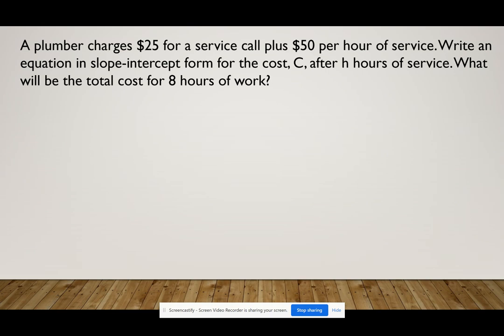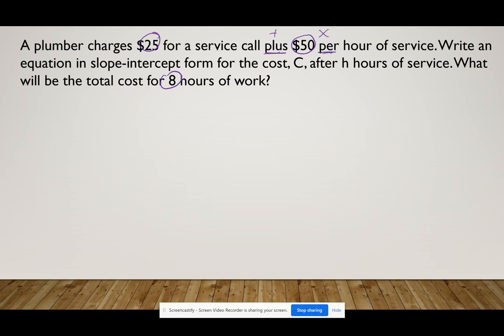So the first thing I'm going to do is I'm going to use my cube strategy. C stands for circle the number. So I see there's a 25, a 50, and an 8. Okay, next I'm going to underline key information. So a plumber charges $25 for a service call plus, that tells me addition, $50 per hour.